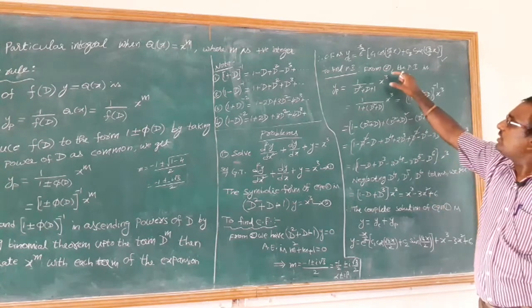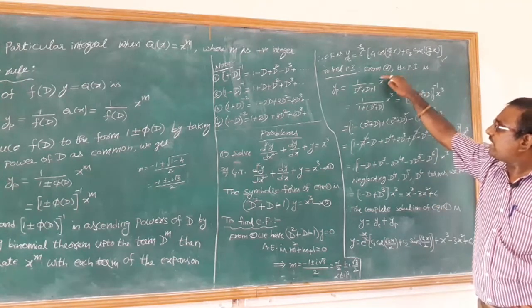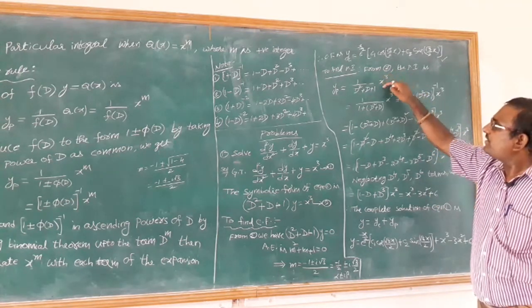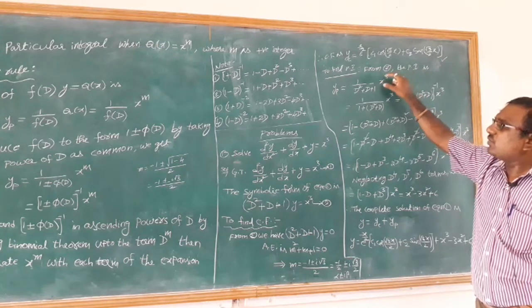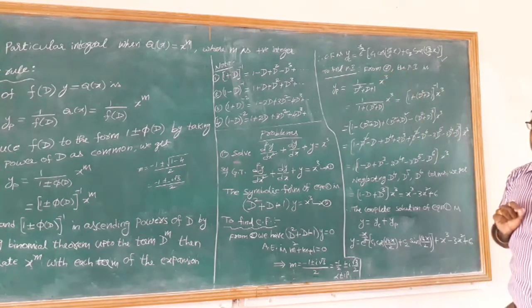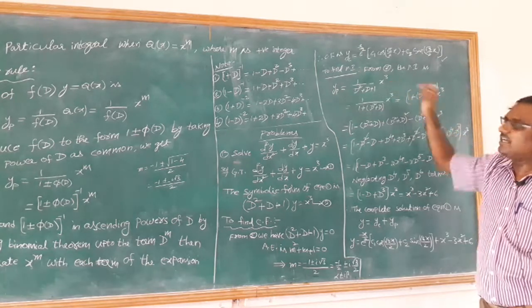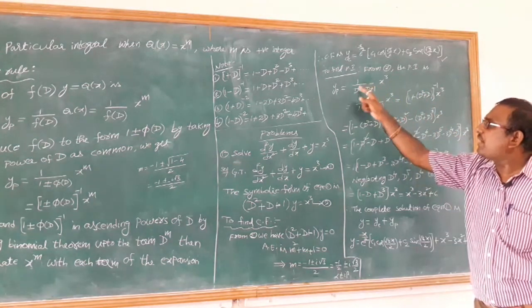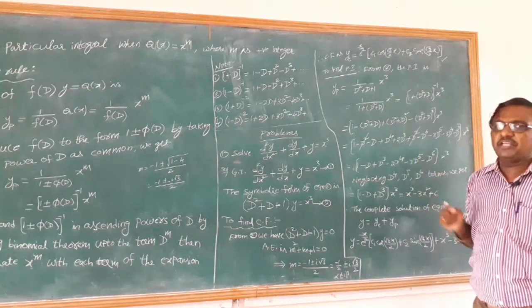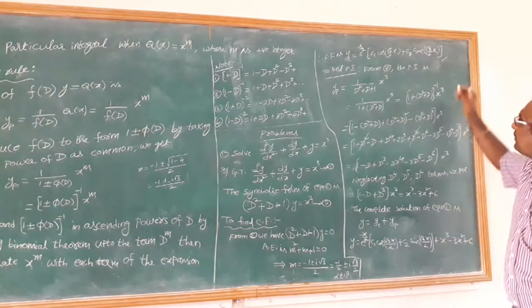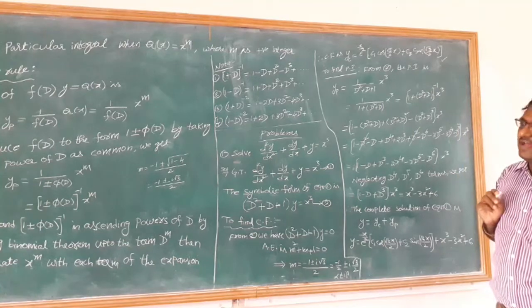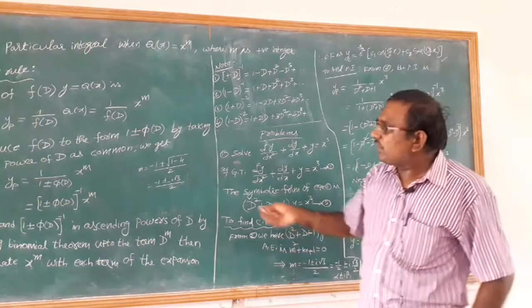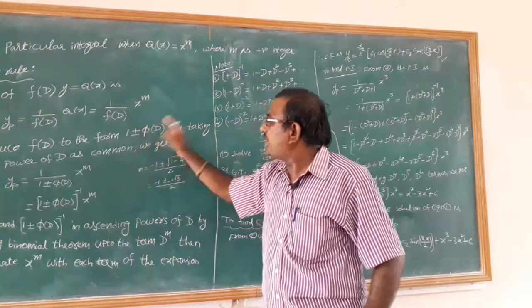Now we have to check what the function is here. Is it an exponential function, or sine function, or cos function, or a polynomial function? We have to identify it. Here this is a polynomial function. If you have a polynomial function, we have to reduce the denominator to the form of 1 plus phi of d or 1 minus phi of d.